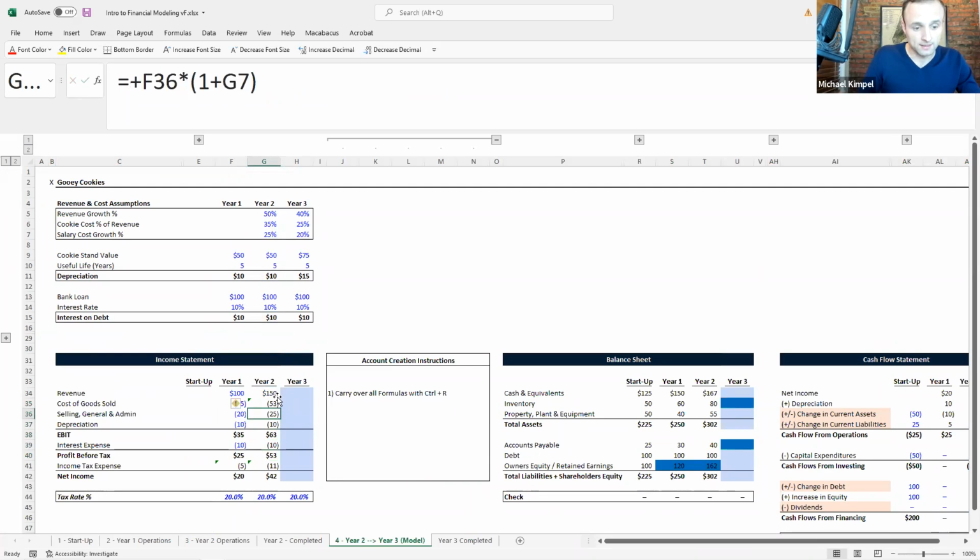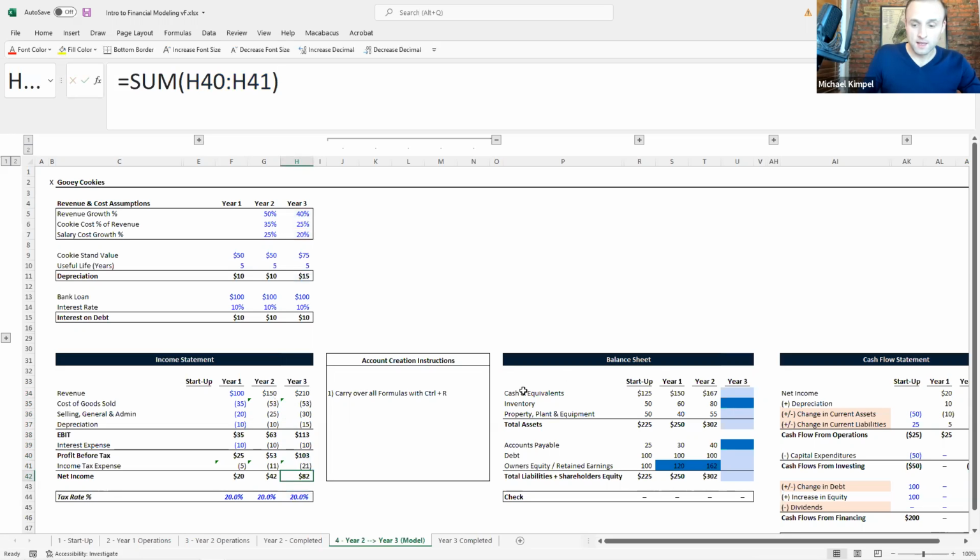So what we can do is highlight the entire range from G34 down to G42. To do that quickly, I'm going to press Control Shift, or Command Shift for Mac, and the down arrow. Then I'm going to hold Shift and press the right arrow. You can probably guess where I'm going with this. The instructions are here on the right. Control R, or if it's easier for you, Control C, Control V, because the formulas are exactly the same. So now we're just going to use a different set of assumptions to project the next year.